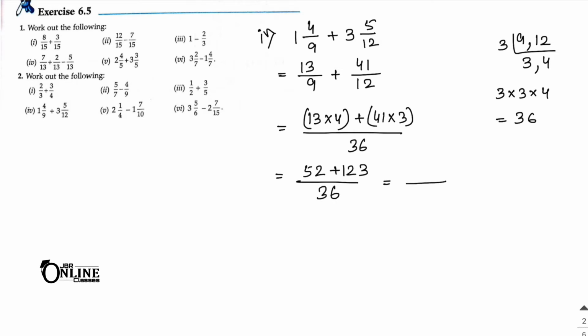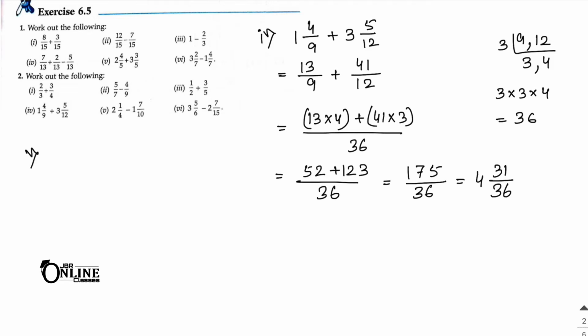So it will be here 175 by 36. So that one, if you convert it into a mixed fraction, you will get here 4 whole 31 by 36. I hope you know how to find out the mixed fraction. So that is your answer.